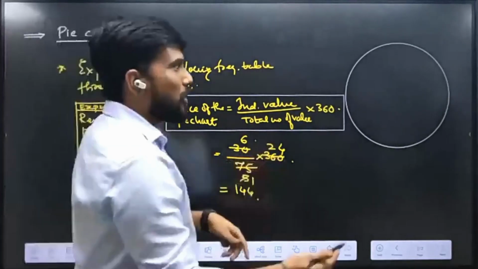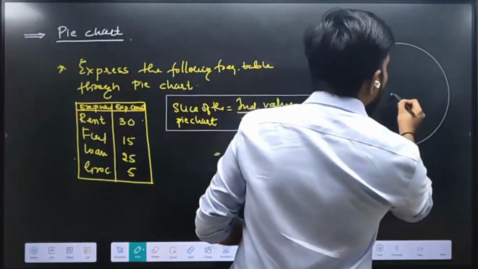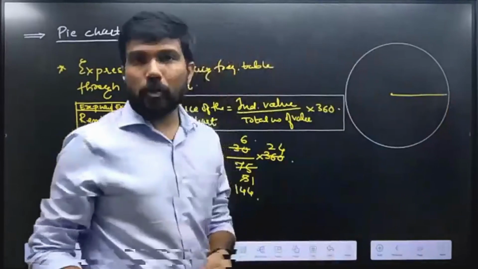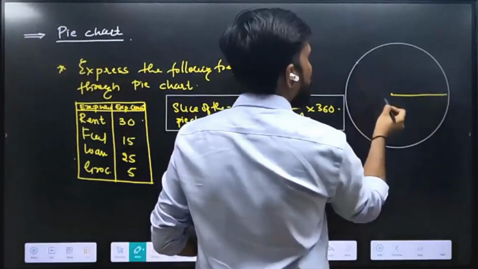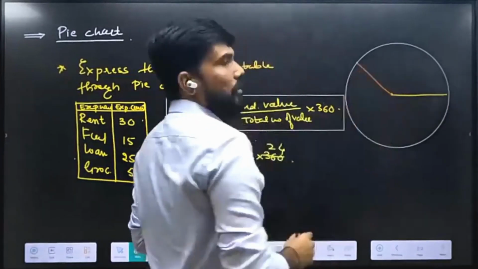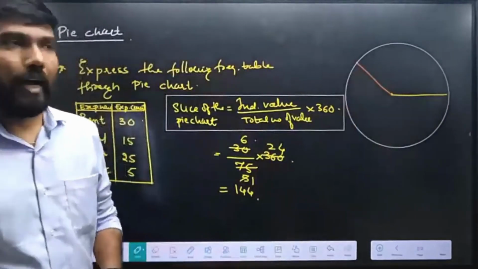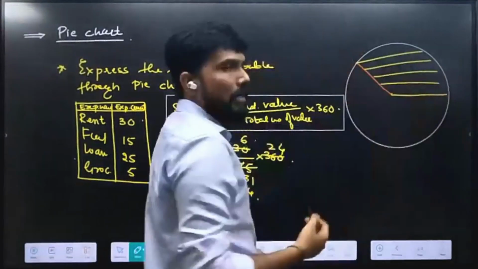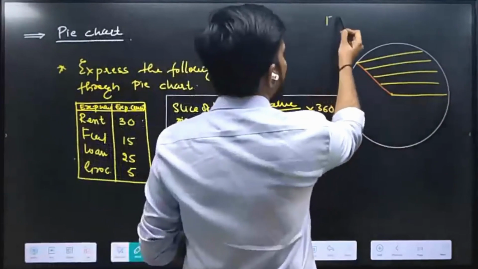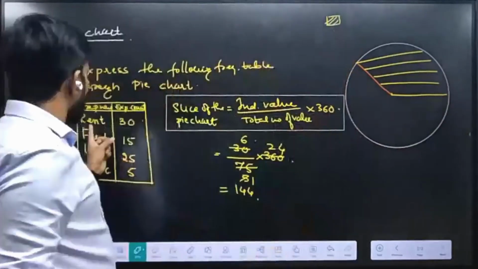So you take a baseline from the center and use the protractor, and wherever the 144 degrees comes, you mark it and draw it like this. You shade it with some color, and you write what that particular shade represents: rent.